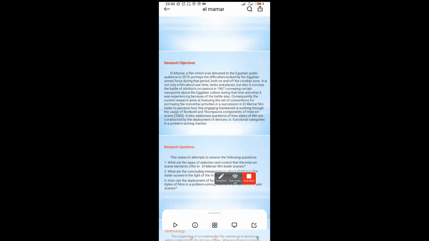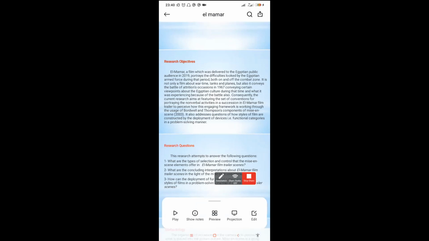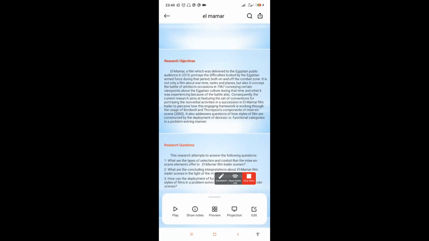Consequently, the current research aims at featuring the set of conventions for portraying the nonverbal activities in a sequence in the Mamar film trailer, to see how this descriptive framework is working through the usage of Bordwell and Thompson's components of mise-en-scène. It also addresses questions of how styles of film are constructed by the deployment of devices like the functional categories in a problem-solving manner.